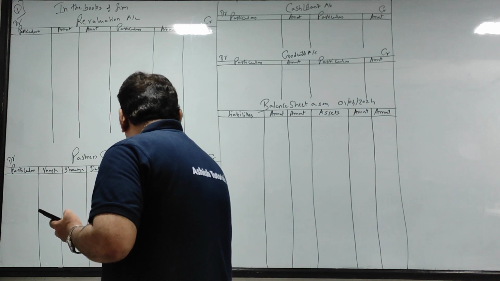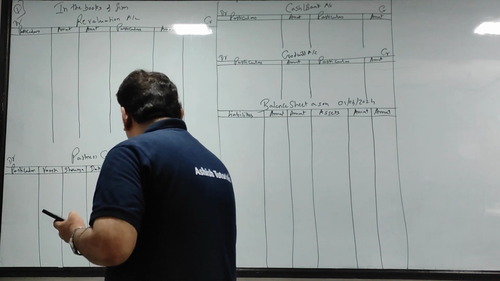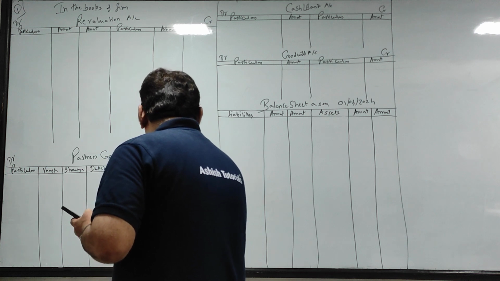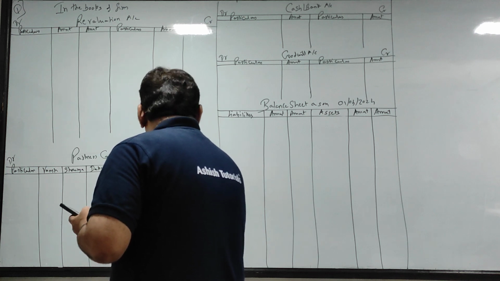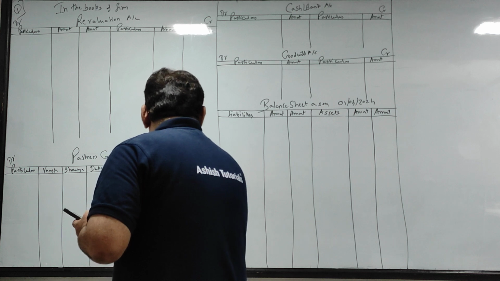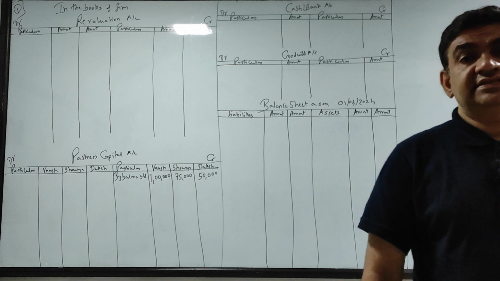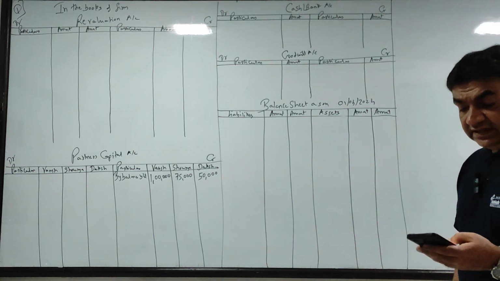By balance brought down, 1 lakh, 75,000 and 50,000.